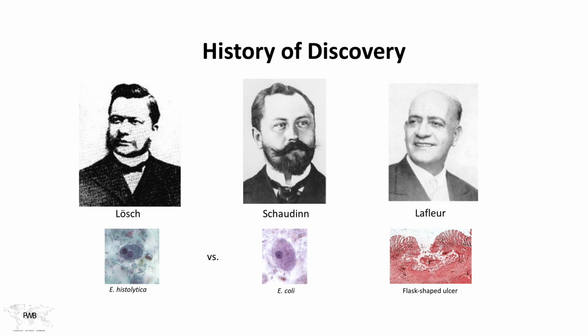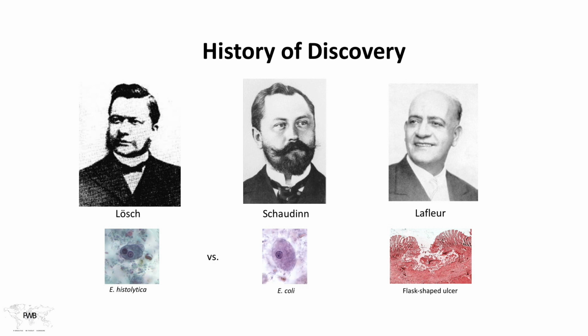Schauden described the amoeba of Entamoeba histolytica as a flaccid-looking cell with a round nucleus and a central karyosome, with inclusions that resembled, well, in this case, it turned out to be red blood cells.